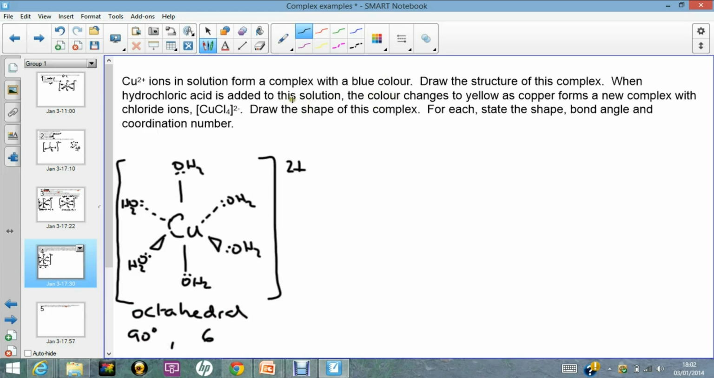When hydrochloric acid is added to this solution, the colour changes to yellow as copper forms a new complex with chloride ions, CuCl4 2 minus. So, for this one, if you want to pause the video now and have a go at it. And for this one, I'm going to start off with copper in the middle. Because it doesn't tell me the shape, but I can see that it's 4 coordinate because there's 4 chlorines, I'm going to assume that it's tetrahedral.